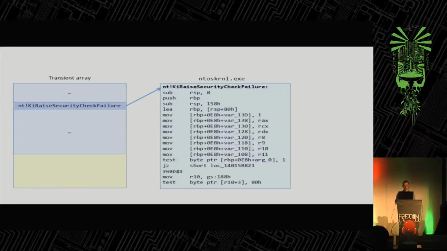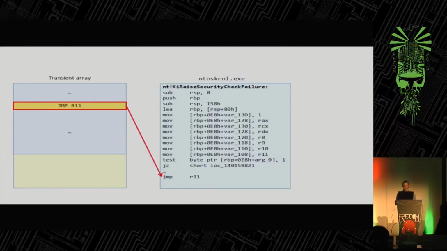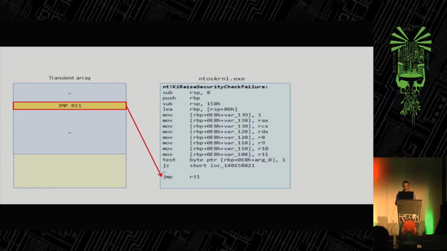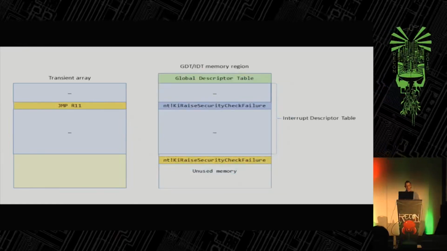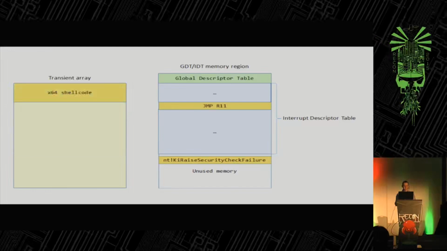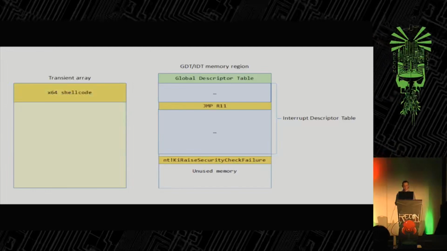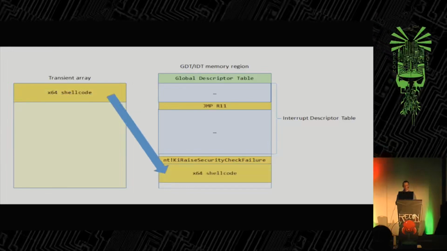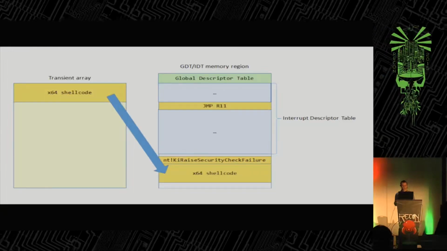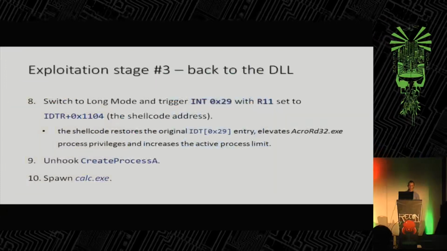Later on, we're just subtracting a value from the IDT entry inside of the transient array, or maybe adding some value to point it to the jump R11 gadget. And after we have this, we just put it inside of the IDT itself, then put the x64 shellcode into the transient array and copy it into the IDT, or rather after the IDT inside of the unused memory region.